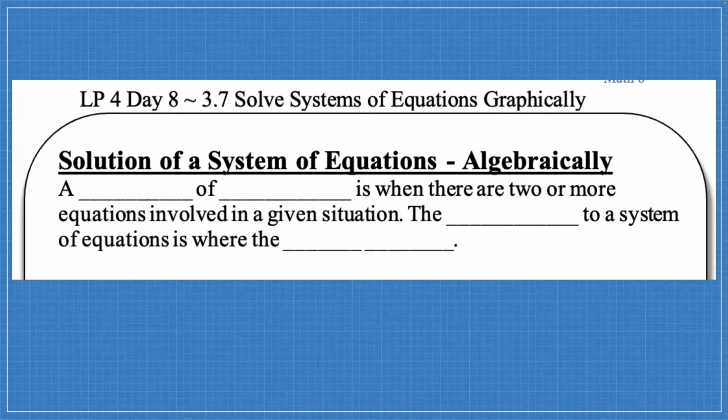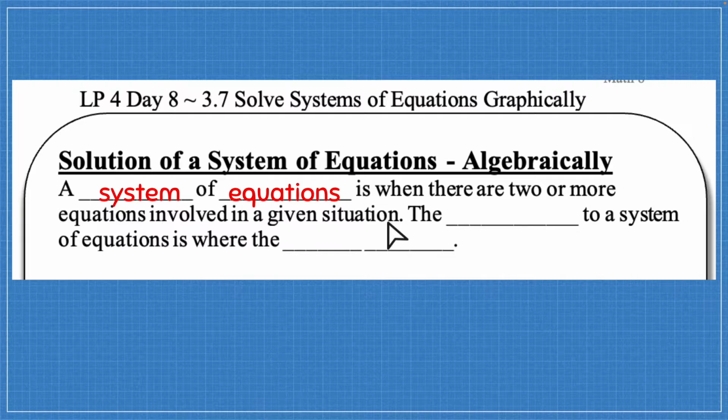Okay, so in this video we are going to talk about the types of solutions that we can actually get. So with this one, first let's just give a definition. A system of equations is when there are two or more equations involved in a given situation. So we've been dealing with one equation up to this point.